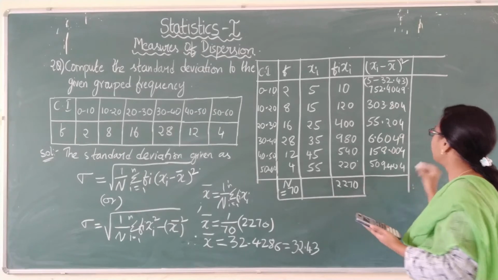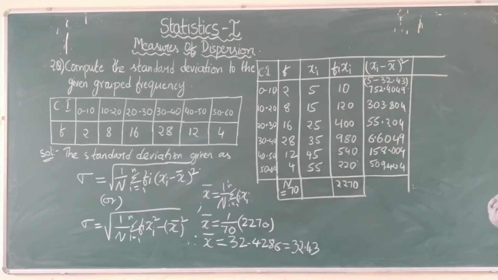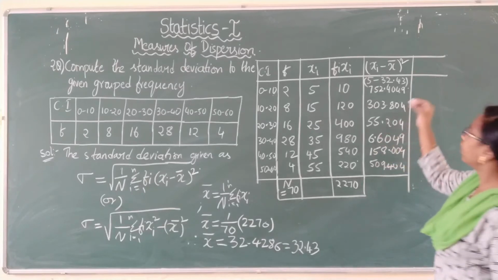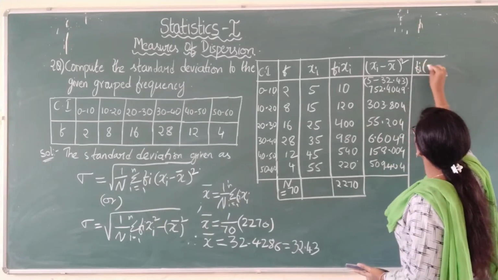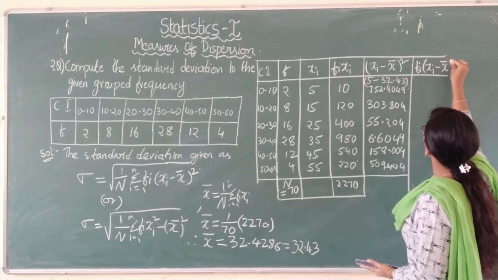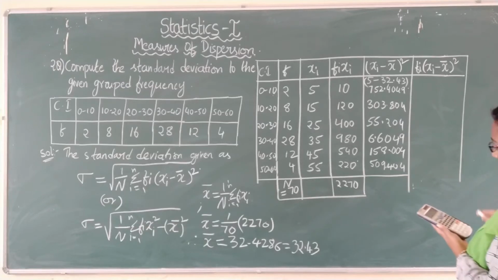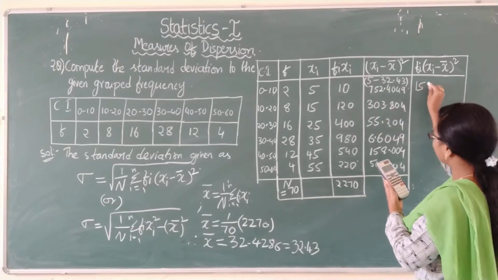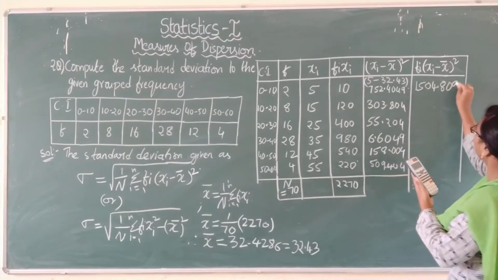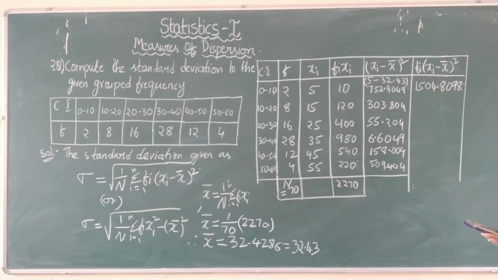Now, this is only xi minus x bar whole square, but we want fi into xi minus x bar whole square. So we have these frequencies in our second column. Second column into the fifth column values, we will be getting the required summation. So what is the first frequency? 98. Next frequency is 8.